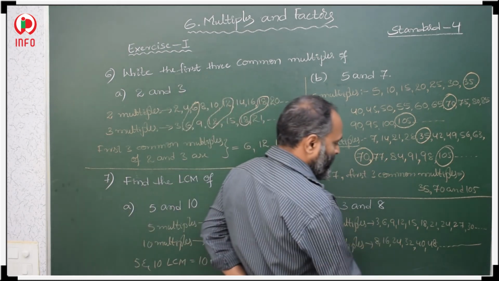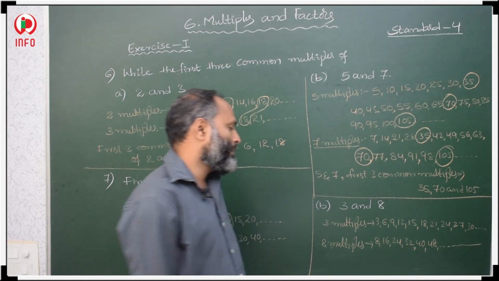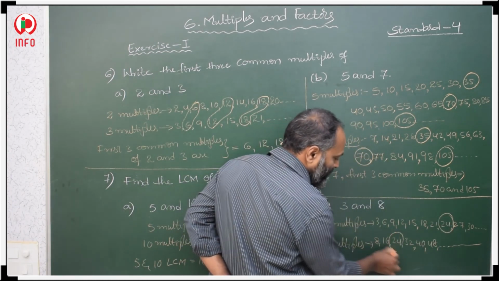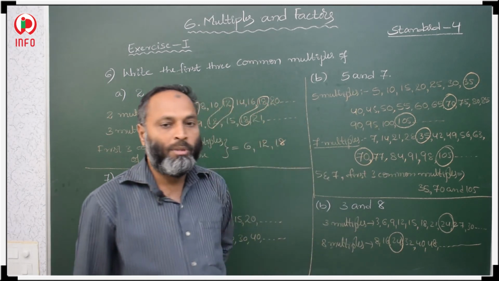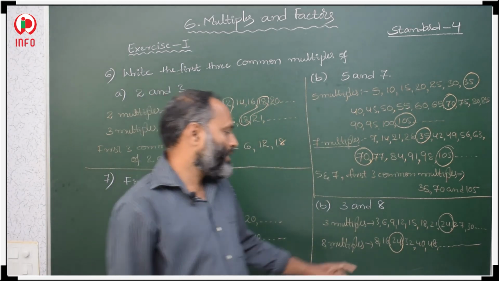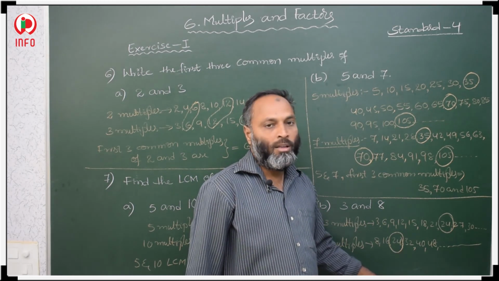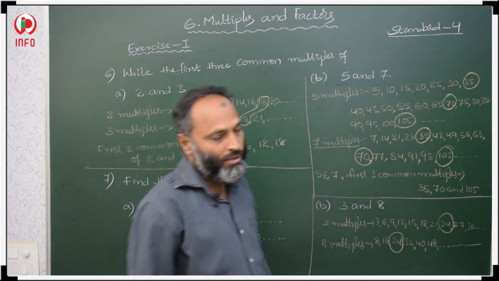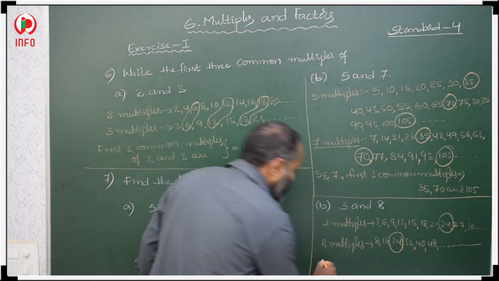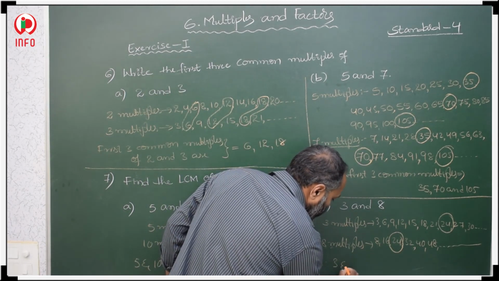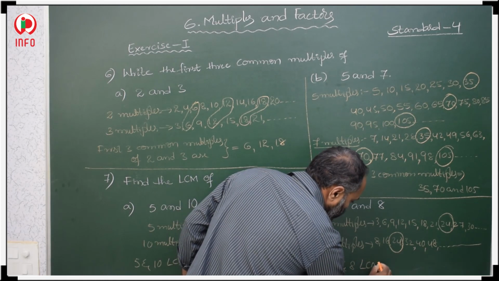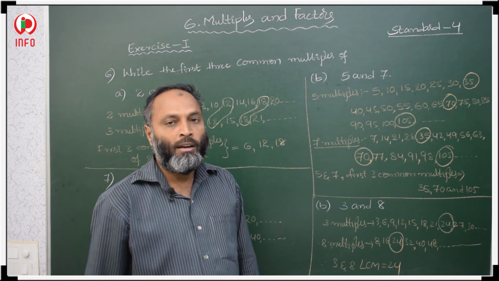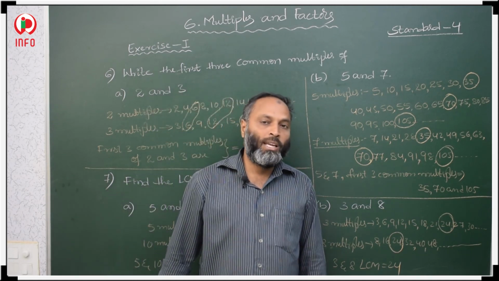Then the least common multiple. Which one is common between these two? Here 24 is there and here 24 is there. 24 is common between them, so the first common multiple is 24, and this is the least. Therefore, the LCM of 3 and 8 is 24. 24 is the least common multiple of 3 and 8. Okay.